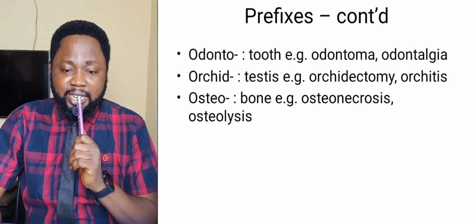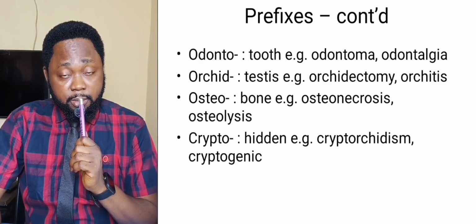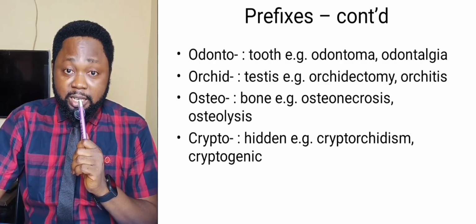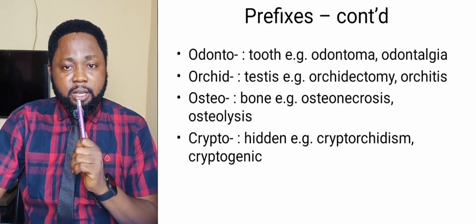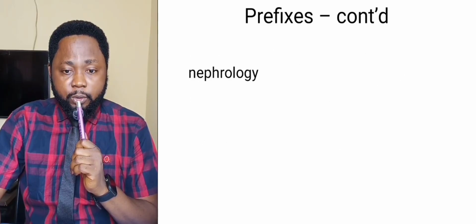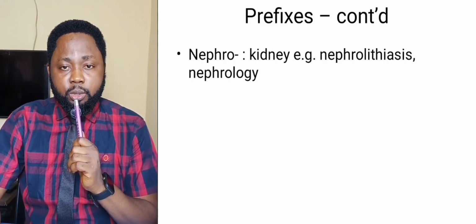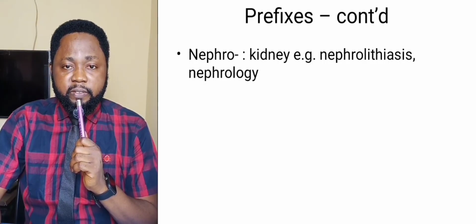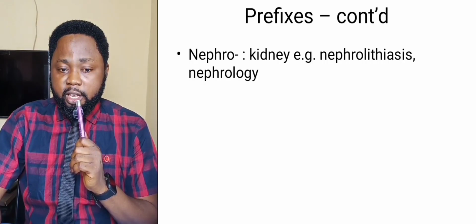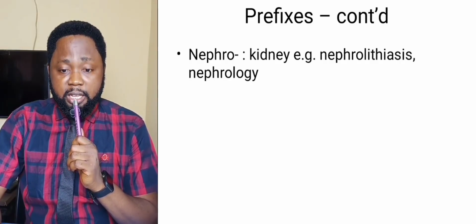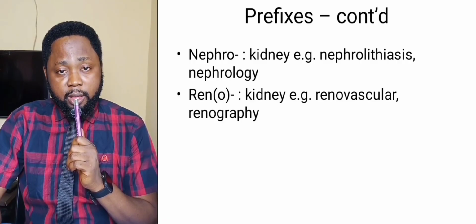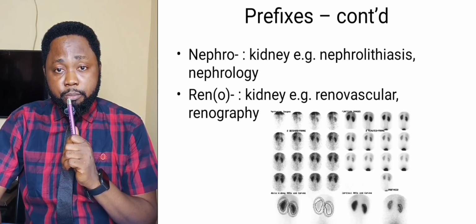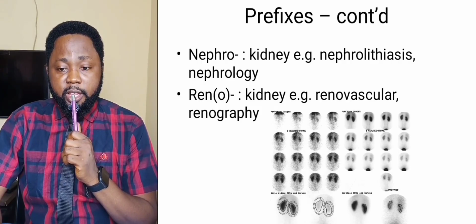Crypto means hidden. Examples include cryptorchidism, which is undescended testis. Cryptogenic, as in cryptogenic fever, which is unknown fever. Nephro refers to kidney. Examples include nephrolithiasis, which means kidney stones. Nephrology, which means study of the kidney. Renal also refers to the kidney. Examples include renovascular, as in renovascular hypertension. Renography, which means the imaging of the kidney.